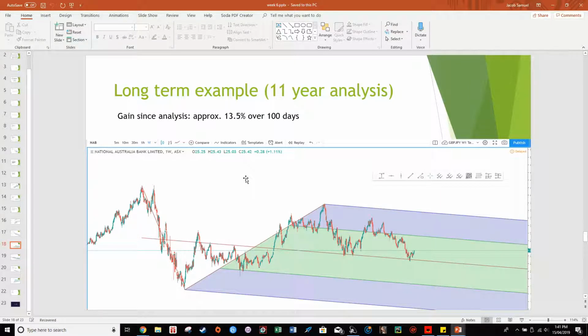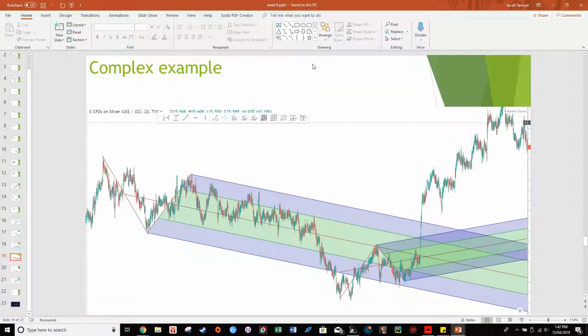So this here is a bit more of a complex example. It's where you have two, and you can have even more Pitchforks. So what I've done here, can anyone tell me what this first big one is? Also, this is on the CFD Silver. The reason I wanted to do it on silver is to show that it can work on a variety of assets. Can anyone tell me what that big one is? Correct, thank you. Can anyone tell me what this one is?